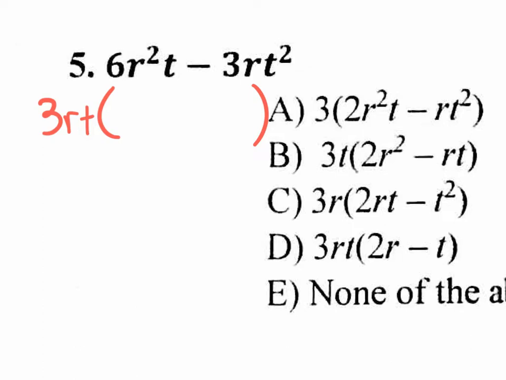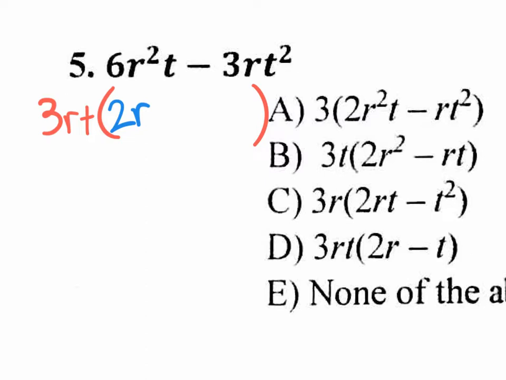So now it's kind of doing the distributive property backwards. 3 times what gets us a 6? 2, okay? And then how about r times what gets us an r squared? An r, right? And how about t times what gets us a t? 1, right? You could put it times 1, but that would be pointless because 2r times 1 is still 2r, so I wouldn't even write it. You just leave it like that.